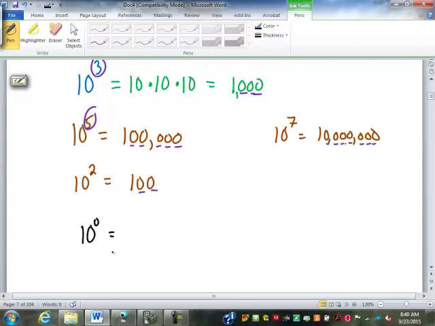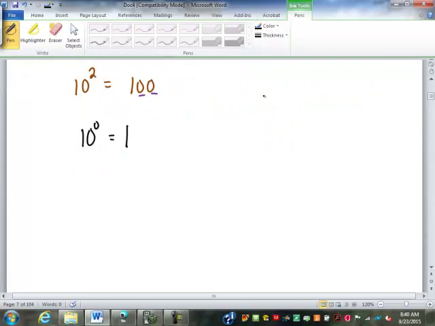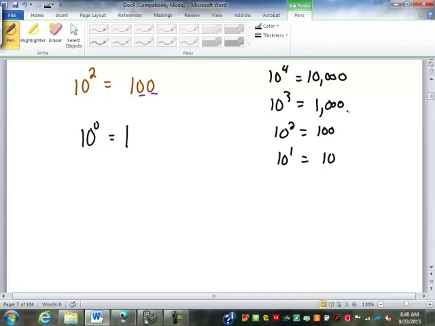What if it's 10 to the power of 0? Not 0. It's 1. If you want to look at the pattern, there'd be 0 zeros, right? But let's take a look at why that's 1. Let's get a better look at what that is. 10 to the power of 4 is 10,000. 10 to the power of 3 was 1,000. 10 to the power of 2 is 100. 10 to the power of 1, of course, is just 10.